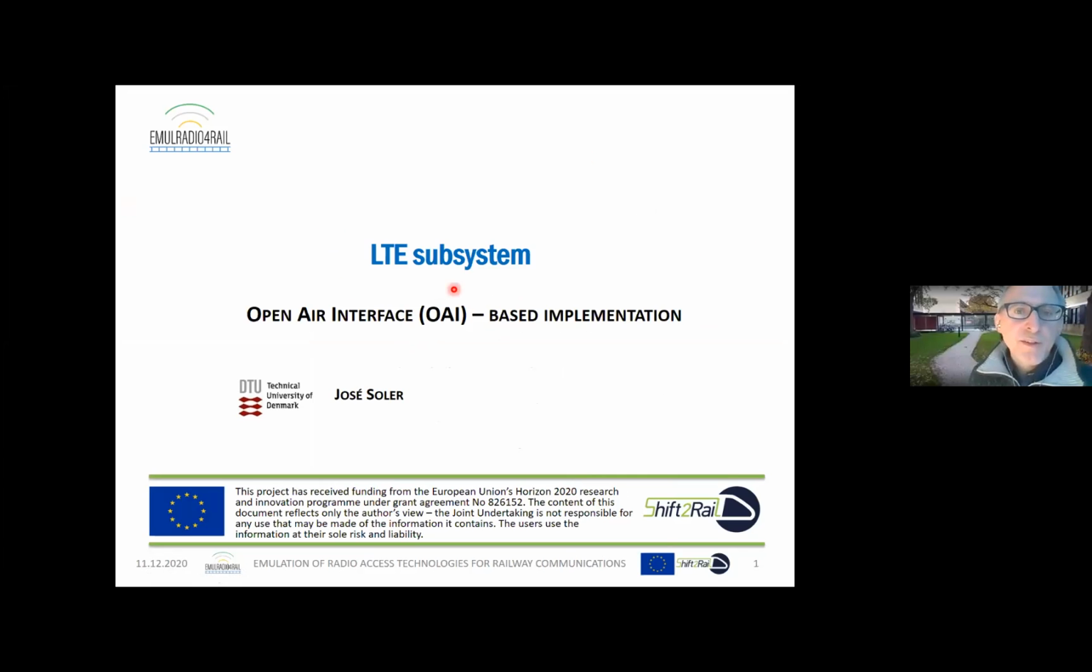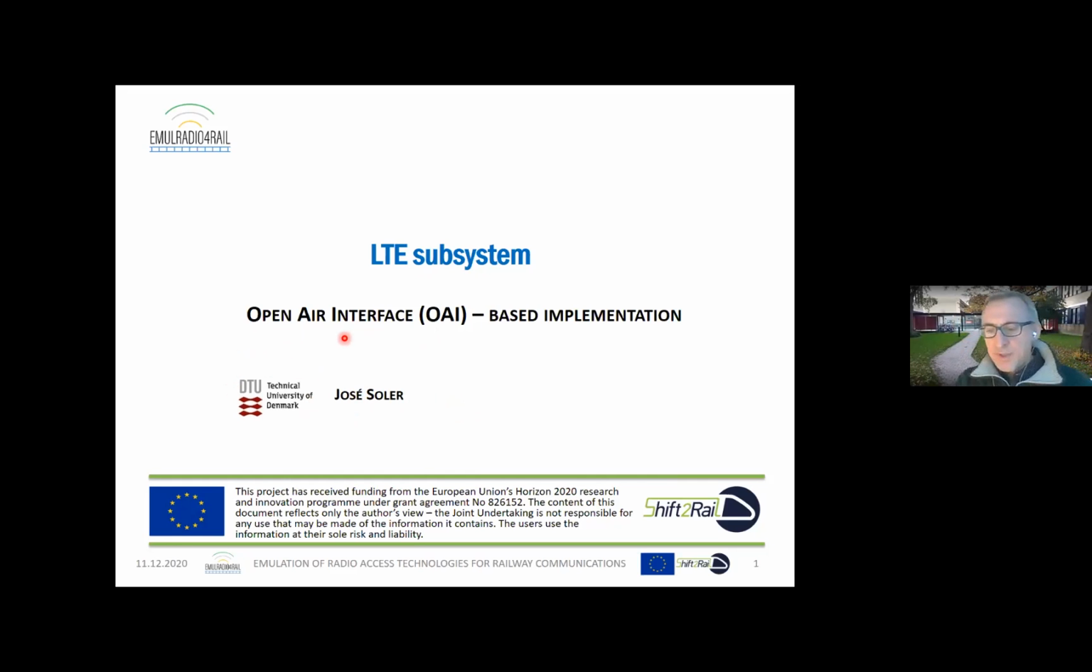So the aim of the presentation is the LTE subsystem in the overall Emulradio emulator, and it is based on OpenAirInterface. I'm José Soler, I'm associate professor at the Technical University of Denmark. Then, like my colleagues before, I'm going to introduce first the institution.